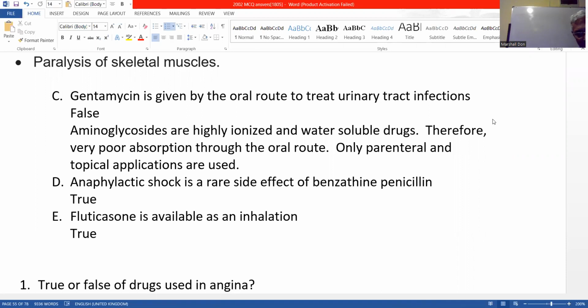Anaphylactic shock is a rare side effect of benzathine penicillin. That is true. It is not very frequent, but it is fatal. The patient can die, but it is a rare side effect. Because if it were a common side effect, benzathine penicillin would not be given to patients. Fluticasone is available as an inhalation. True. Fluticasone is available as an inhalation.